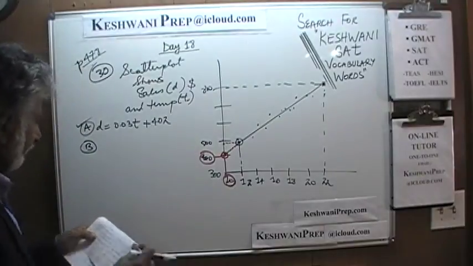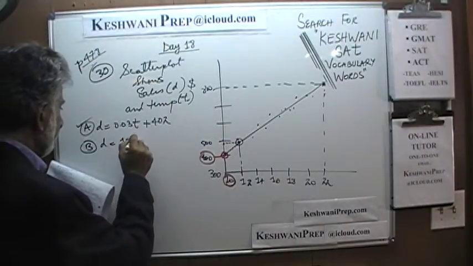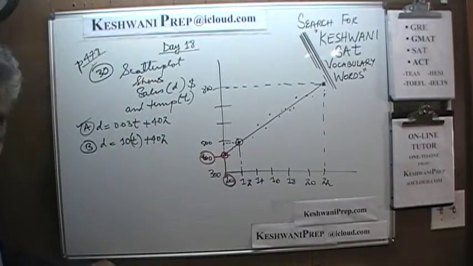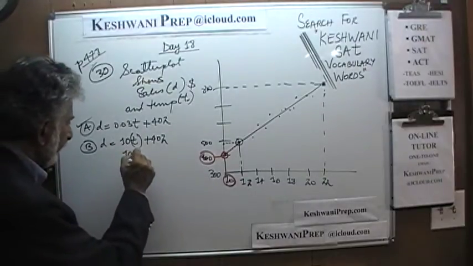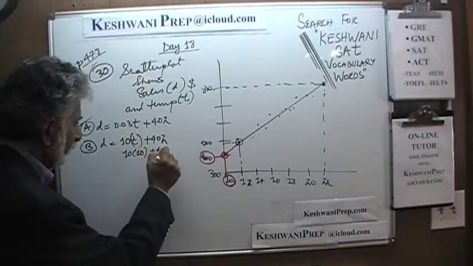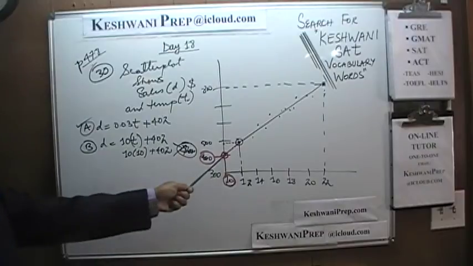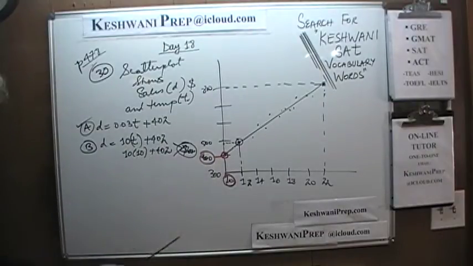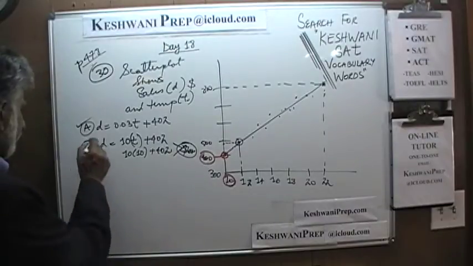Let's look at answer choice B. B says 10 times T plus 402. There you go. This is ridiculous. Because if you use that point, T is equal to 10 here, 10 times 10 is 100 plus 402, which is more than 400. It's almost 500. The graph still tells us that when temperature is 10, cells are supposed to be 400. B is not the answer.